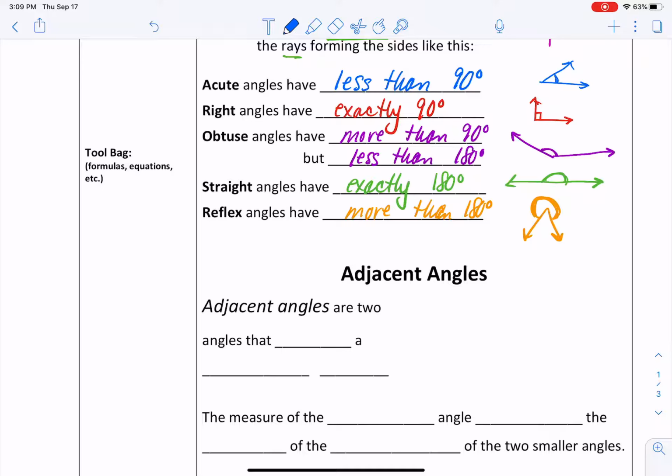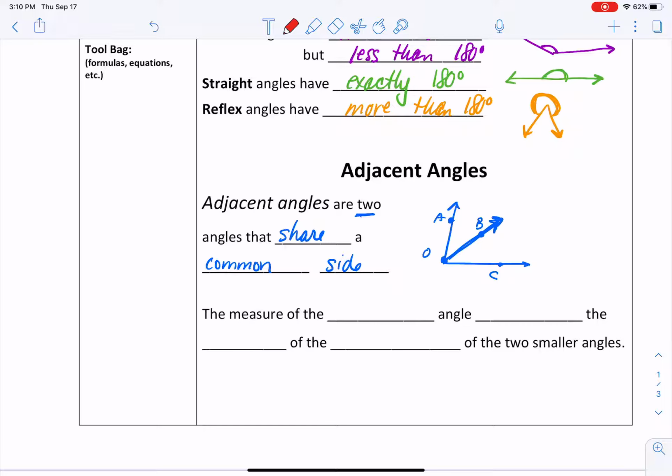Adjacent angles are two angles that share a common side. So an example would be angle AOB and angle BOC. Those two angles are adjacent because they share the side OB.